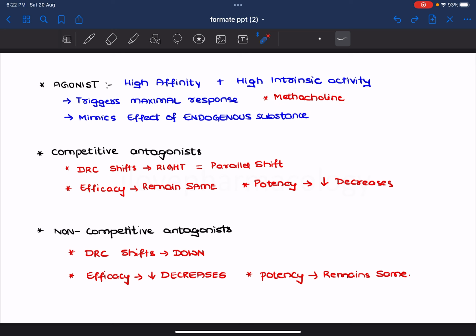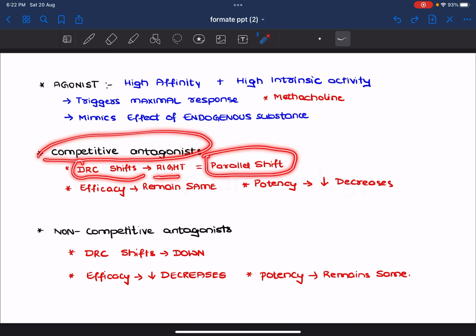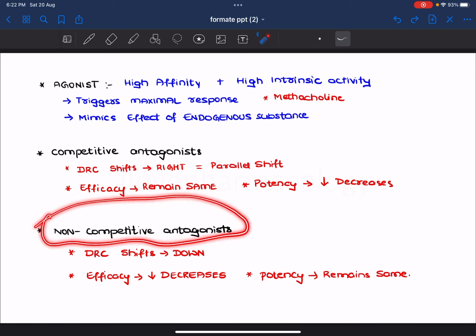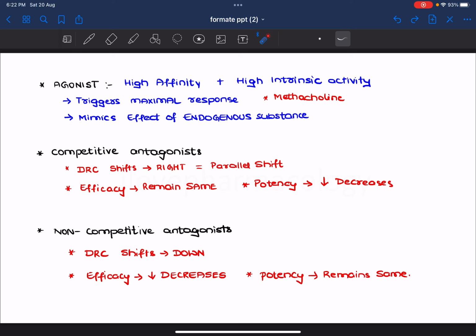receptors. Whereas with a competitive antagonist, you can see that the dose response curve will shift towards the right. It is called a parallel right shift. The efficacy remains the same but the potency will decrease. Whereas in case of non-competitive antagonism, the dose response curve will shift downwards. The efficacy will decrease. Please remember, efficacy will decrease in non-competitive antagonism but the potency will remain the same.